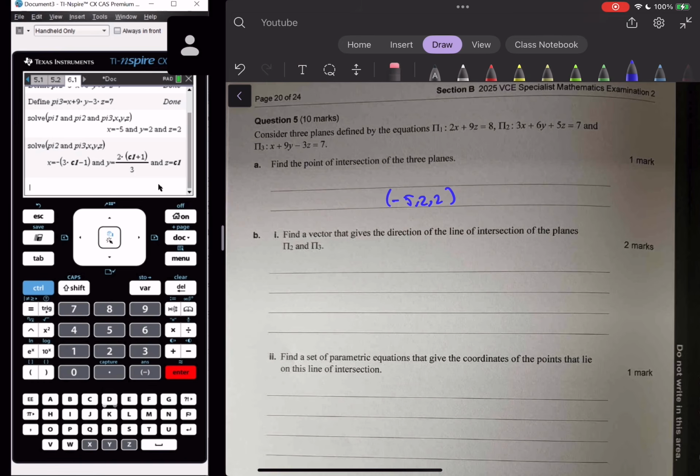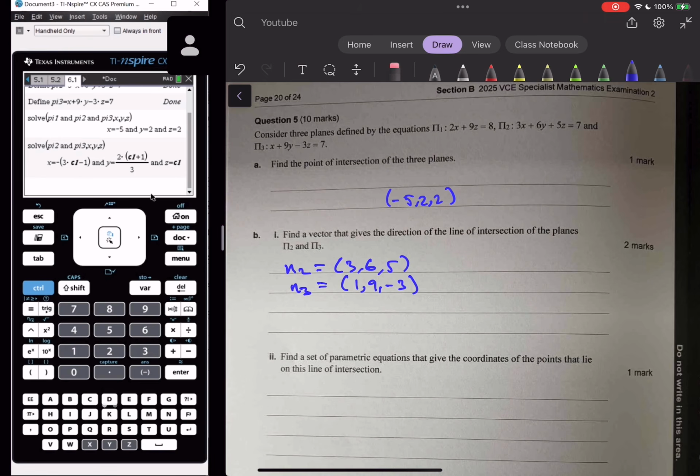Because this is 2 marks, I should probably do some working out. The proper way to do this sort of question is to actually take a look at the normal vectors. So we have n2 and n3. n2 is equal to 3, 6, 5, and n3 is just 1, 9, -3. And the direction vector would just be the cross product.